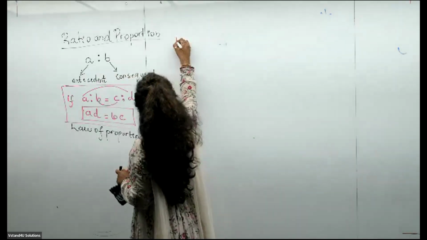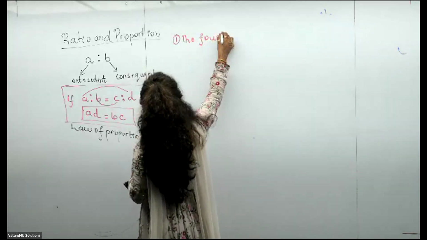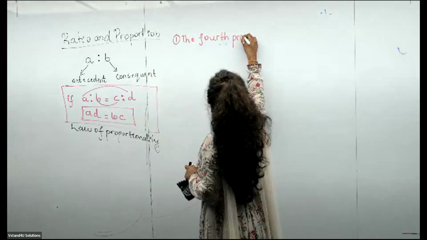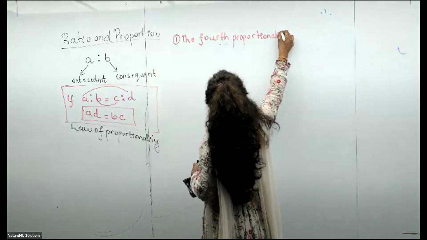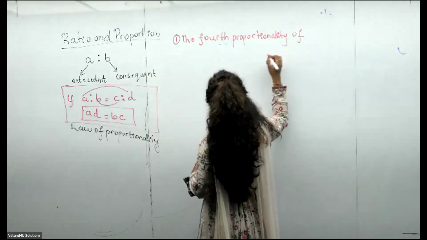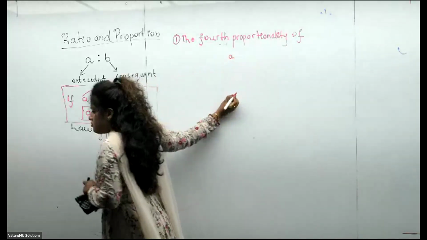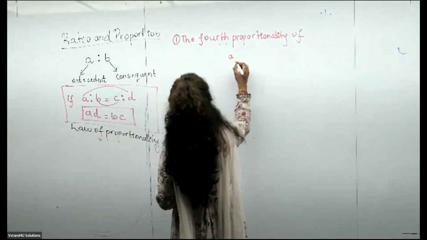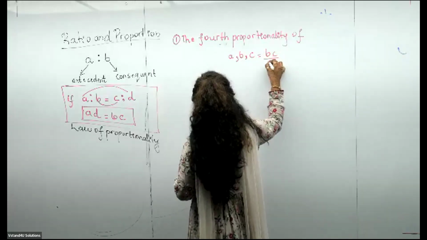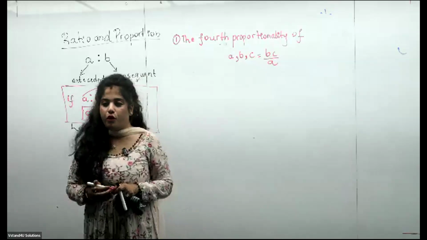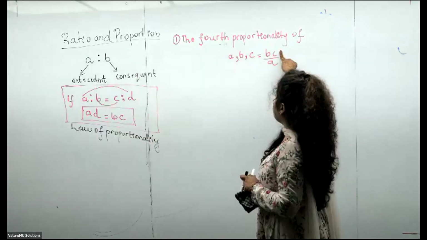Next, you have the next question. Take down this one. The fourth proportional of A, B, C is equal to BC by A.